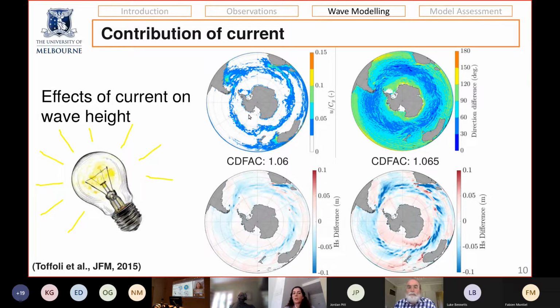I will come back to this plot, but just before that, I would explain what I'm showing here on top right. It is showing the difference between the direction of current and wave, with values under 90 degrees showing that currents and waves are following each other, and values above that showing that they are opposing each other. As you can see, where the Antarctic Circumpolar Current exists, they are mostly following each other, and below South Africa, they are opposing each other.